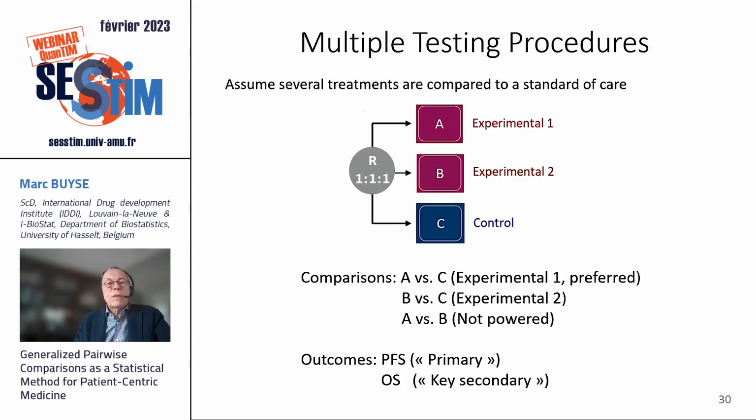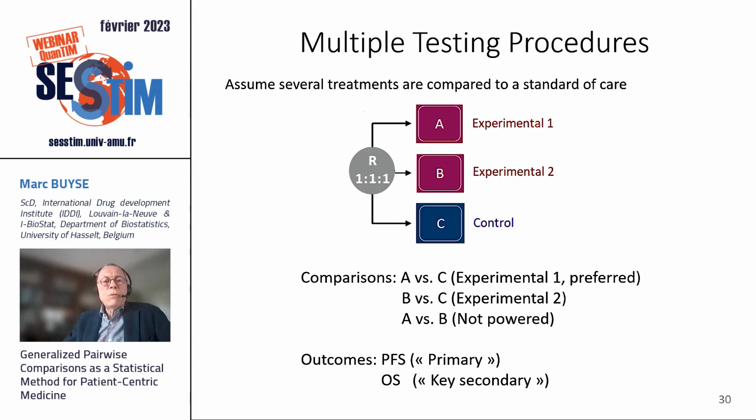So the comparisons of interest here obviously would be A versus C. That's the preferred comparison. Also B versus C. And then the trial wasn't powered to detect the difference between A and B. So A versus B was not powered. In terms of the outcomes of interest, this was in cancer patients. The progression-free survival was by definition the primary outcome. So they pre-specified that PFS, progression-free survival, would be the primary outcome, and OS was a sort of key secondary.